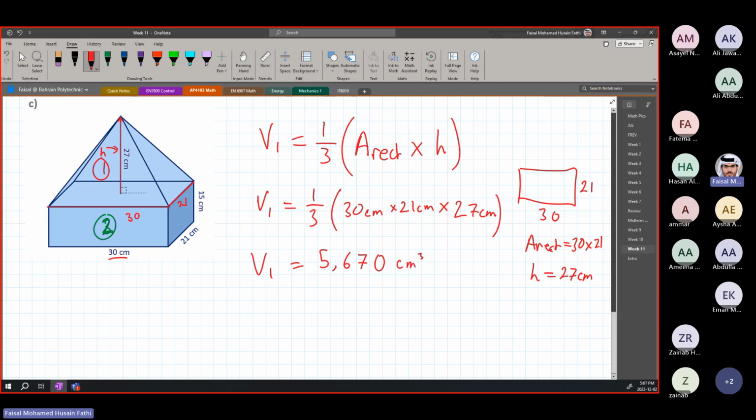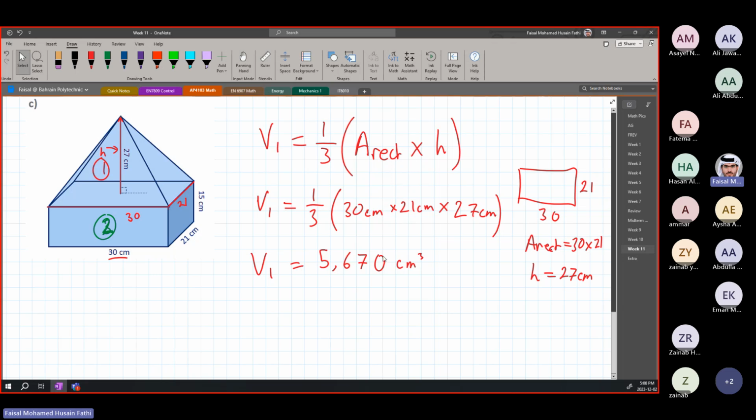Yes, Muhammad, for all shapes that have a pyramid or any pyramid or cone with any base shape, always do 1 over 3 times the area of that shape, at the bottom, times the extended height. Okay, that's always going to be the case. Don't get confused by 1 over 6.